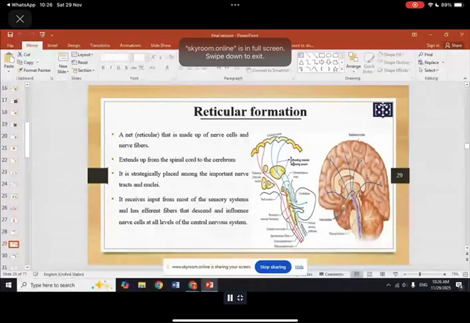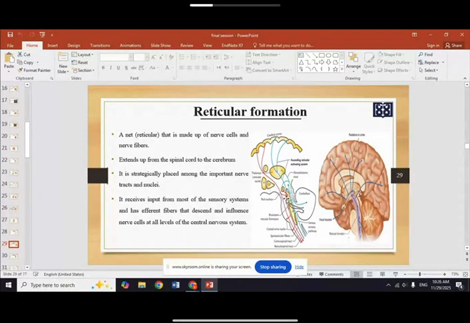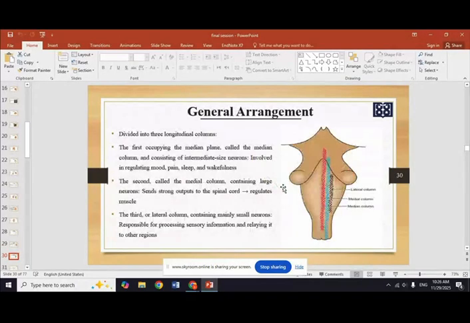It is located between many of the nerves and many of the nuclei here, making connections from the lower part to the upper part. So it receives information, sends information to other parts, and then again receives information. The main function of the reticular formation is connecting different parts together.